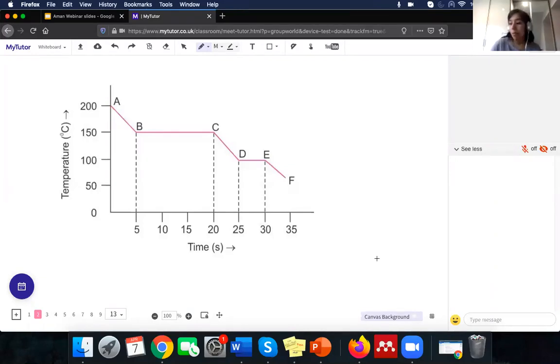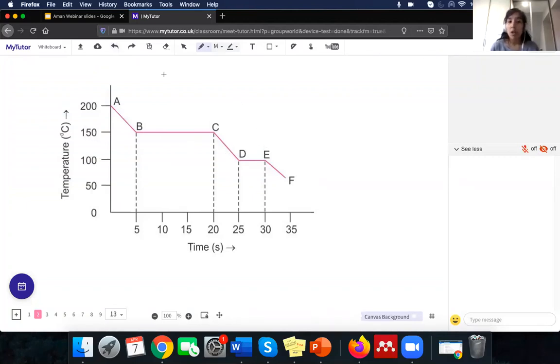So just as we start then, we've got a cooling curve on the screen. As I said, yesterday we looked at a heating curve, so a cooling curve is pretty much the opposite. Instead of going from solid to gas, which would look a bit like this, a cooling curve goes from gas to solid.